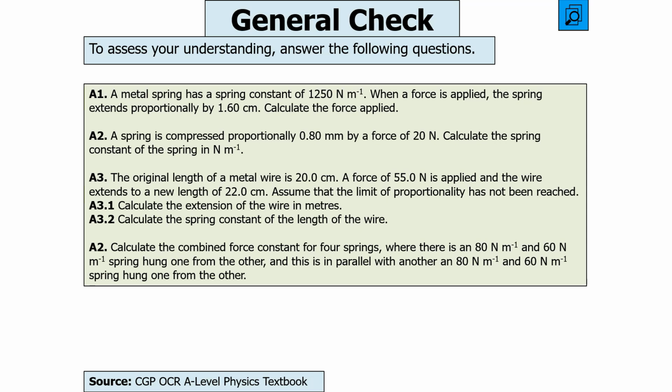And then calculate the combined force constant for 4 springs, where there's an 80 newton per meter and 60 newton per meter spring hung from one another, and this is in parallel with another 80 newton per meter and 60 newton per meter spring hung from one another. So pause the video now, then unpause the video when you want to go through your answer.